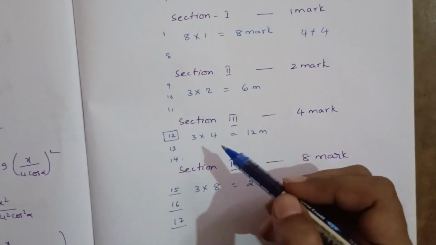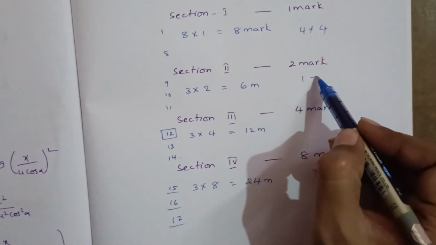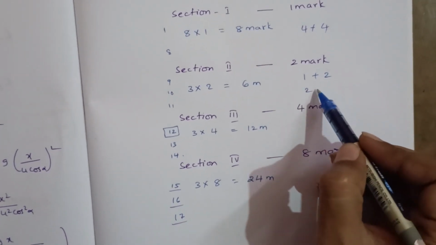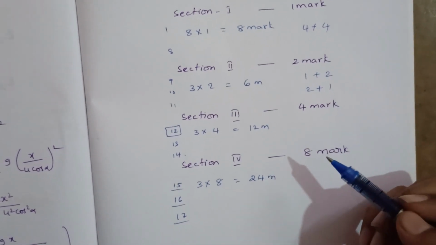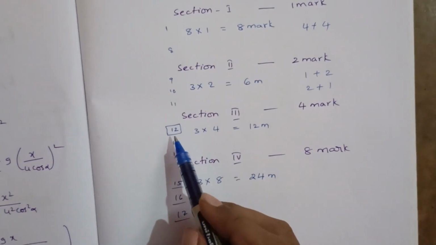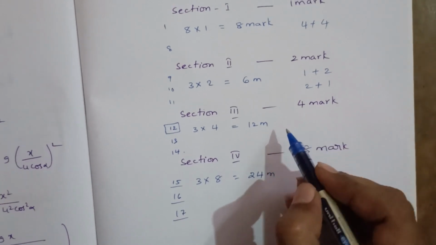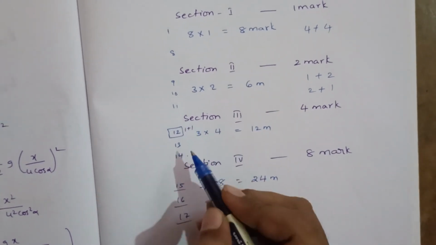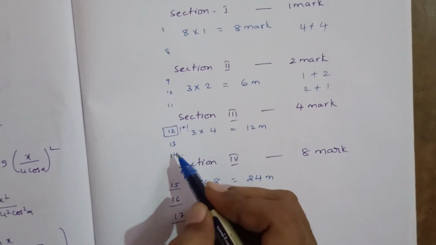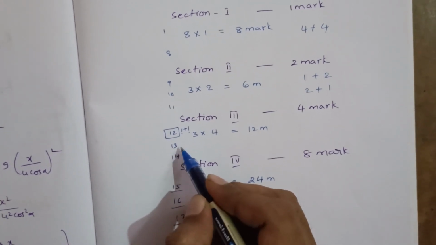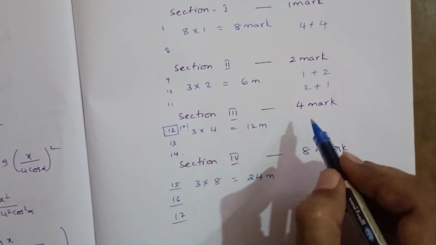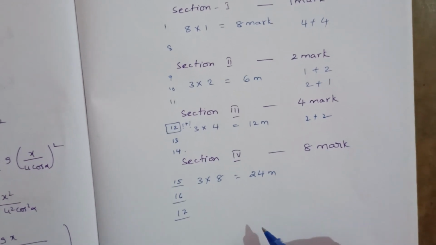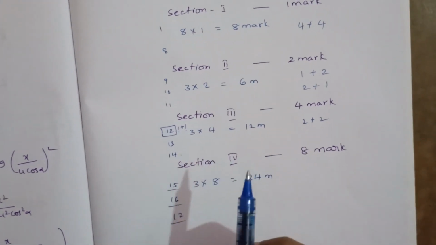Here only 3 questions are there: 1 question physics and 2 questions chemistry, or 2 questions physics and 1 question chemistry. Now the 12th question has internal choice. So 1 physics, 1 chemistry. 13, 14: 1 physics, 1 chemistry. So here in total 4 questions, 2 plus 2. Here the choice is your wish, either physics or chemistry you can write.